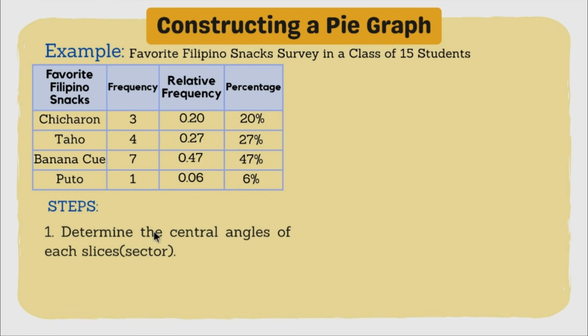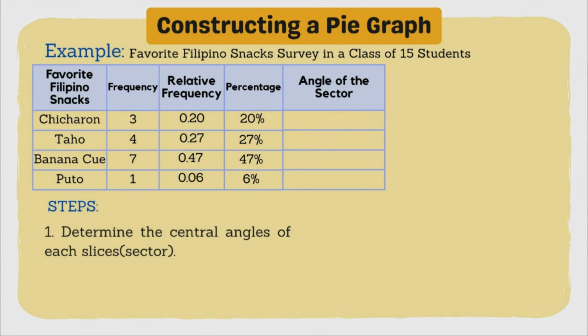So we have a few steps. Una, determine the central angles of each slice or sector. So may kinalaman po talaga yung lesson nyo on geometry kung paano po tayo mag-identify ng angles. Okay, so how do we determine the angle? We can actually have an additional column here at tawagin nating angle of the sector. Wherein, we can write here the relative frequency times 360 degrees. Ano po itong 360 degrees na ito? Remember, if we're going to add all the central angles in a circle, ang magiging total niya po ay 360 degrees. Or ito na po yung tinatawag nating full rotation.